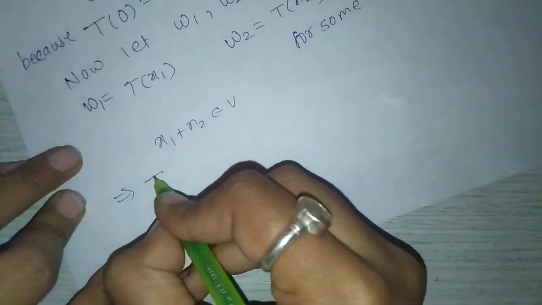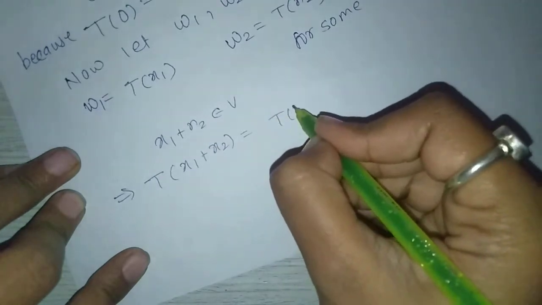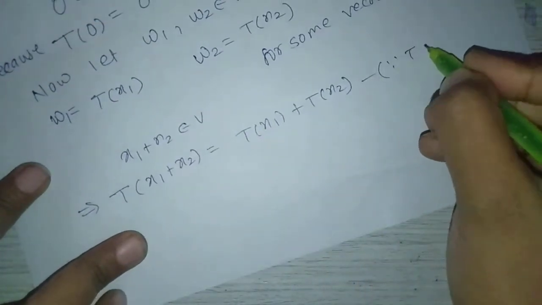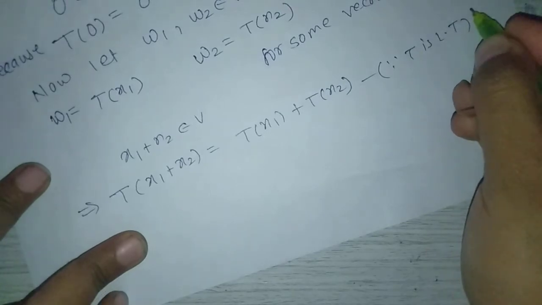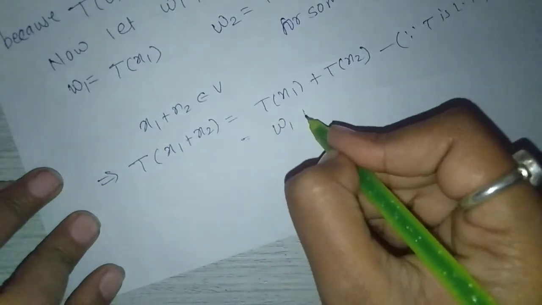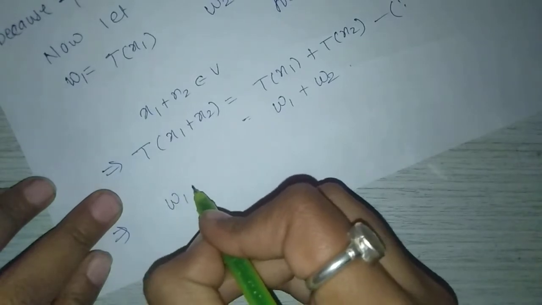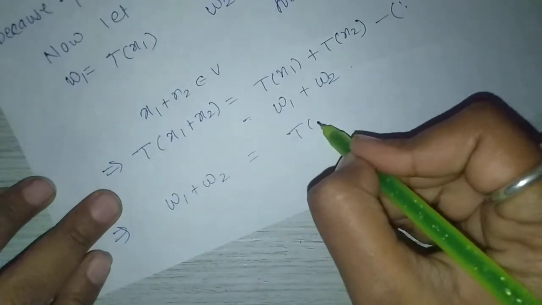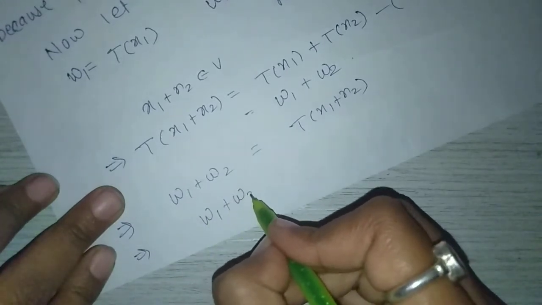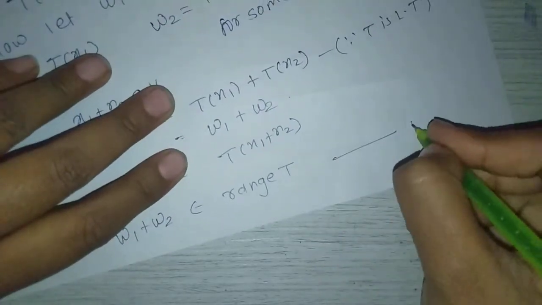Now we have X1 plus X2 belongs to V because V is a vector space, which implies T of X1 plus X2 equal to T of X1 plus T of X2, since T is a linear transformation. T of X1 is W1, T of X2 is W2, which implies we get W1 plus W2 equal to T of X1 plus X2, implies W1 plus W2 belongs to range of T. Give this as equation number 2.